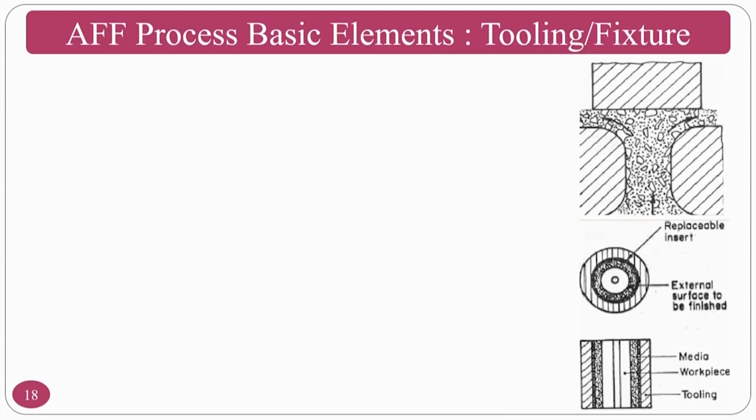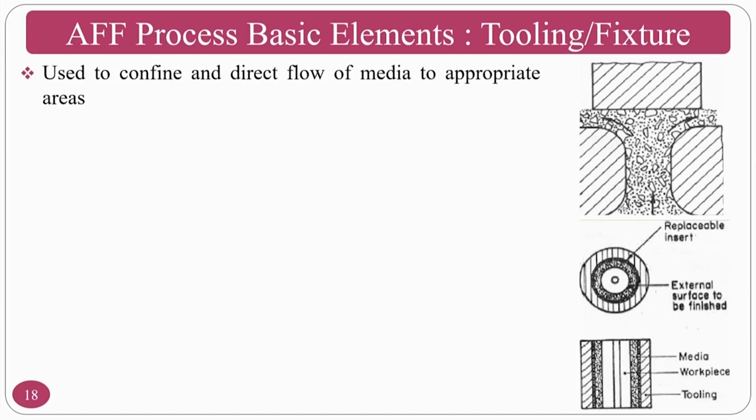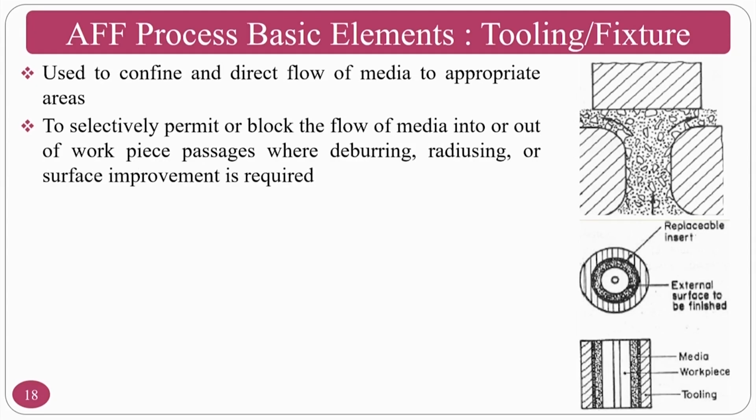If you see the other functions of the tooling and fixturing, it is used to confine and direct the media flow to the appropriate areas of finishing, and to selectively permit or block the flow of media into or out of the workpiece passages. That means it should not pass the media out of the workpiece passages. It has to direct it only to the surfaces where deburring, radiusing or surface improvement is required. So, it should not make the medium move out of these confined regions.